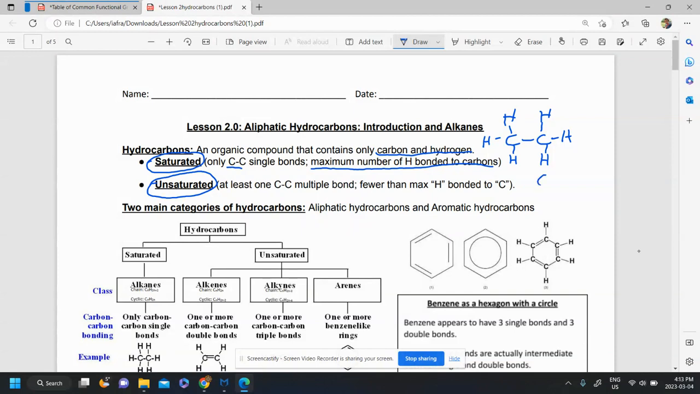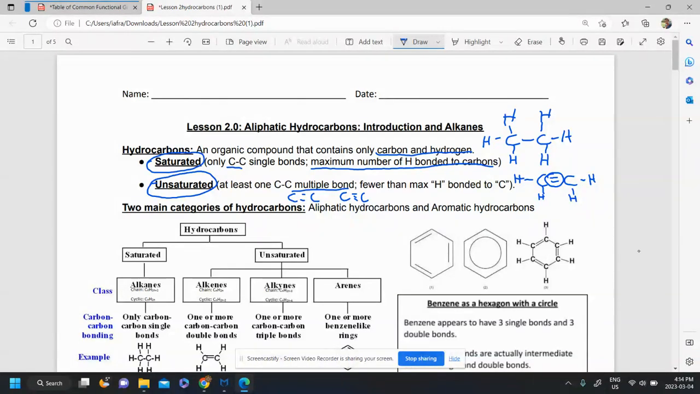Here, if I have C double bond C, H, H, H, and H, I have an unsaturated hydrocarbon because we have a carbon-carbon double bond there. Unsaturated hydrocarbons have at least one carbon-carbon multiple bond. Whether it be a double bond or a triple bond, it's considered unsaturated because now you no longer have the maximum number of H connected to each carbon.